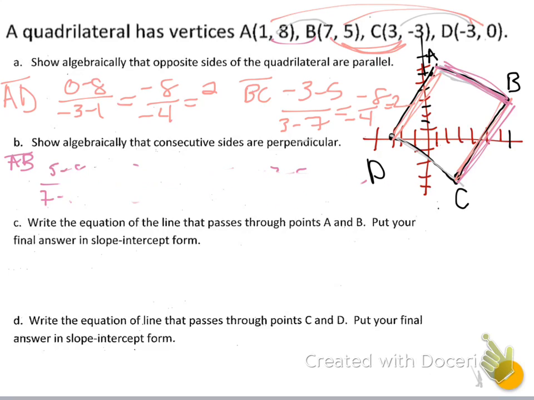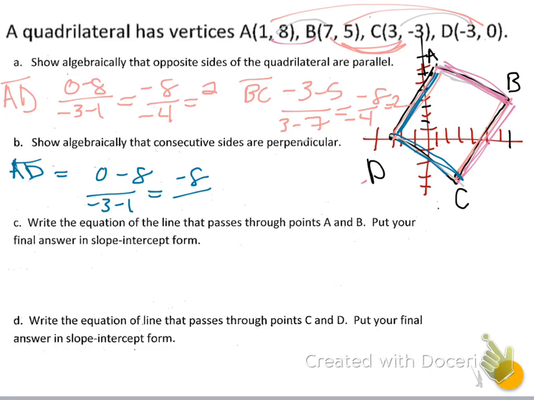Now let's do another one. Let's do DC and AB, or AD, sorry. So AD. We got 0 minus 8 over negative 3 minus 1. 0 minus 8 is negative 8. Negative 3 minus 1, negative 4, so 2. And then let's do DC. So 0 minus negative 3 over negative 3 minus 3. So we have 3 over negative 6, which is negative 1/2, which are opposite reciprocals of each other.